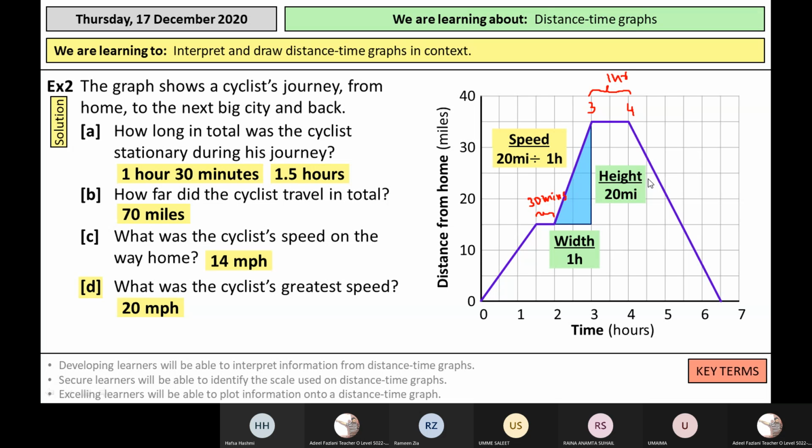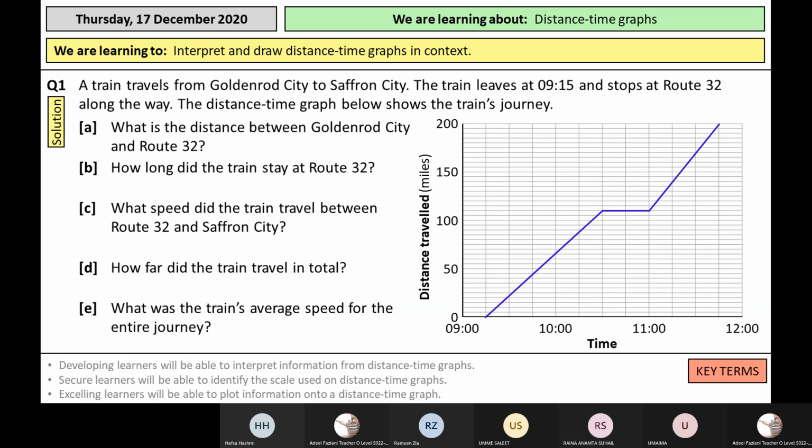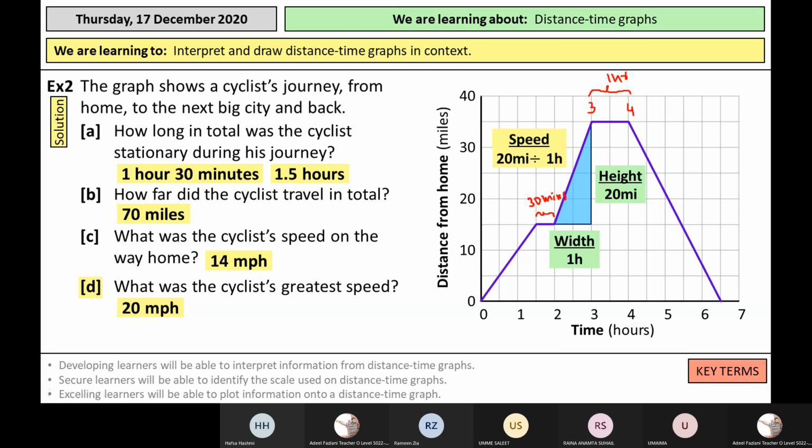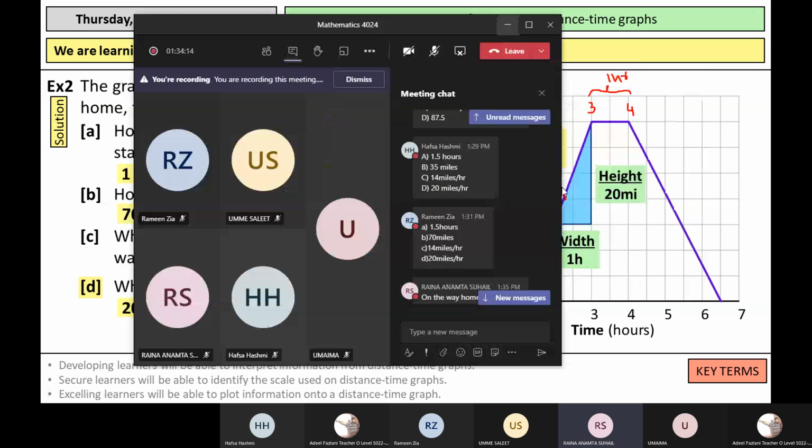So any question from your side? One question, yes, you can ask, please. Do miles and meter have the same SI unit? Sorry, can you repeat: do miles and meter have the same SI unit?